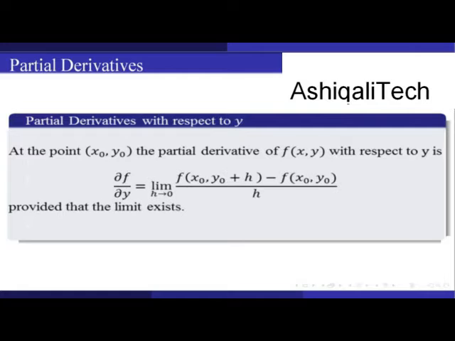Dear students, similarly we can define the partial derivative with respect to y. At the point (x0, y0), the partial derivative of the function f(x,y) with respect to y is given by partial f by partial y, and it is equal to the limit as h goes to 0 of [f(x0, y0 + h) - f(x0, y0)] divided by h, provided that the limit exists.